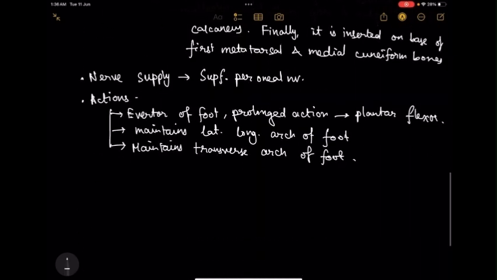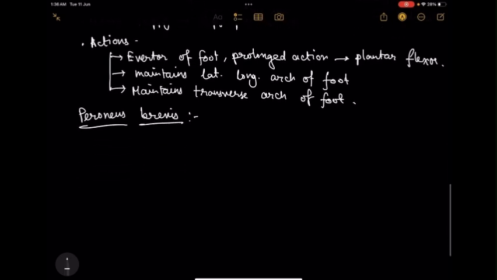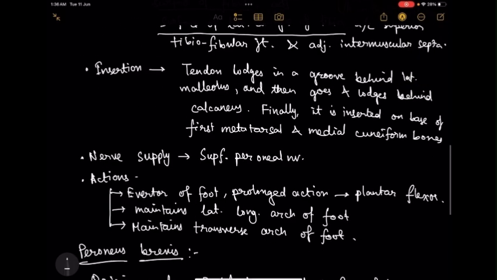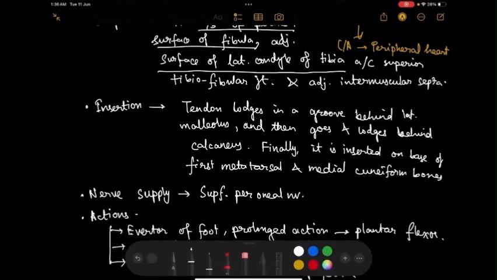Now let's move on to the next muscle, peroneus brevis. I am also getting a bit bored because there's nothing so interesting to tell you. Origin: lower 2/3 of peroneal surface of fibula, and the rest is the same, so I don't want to write that.